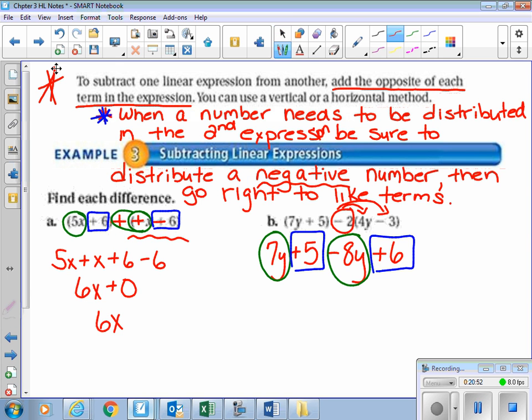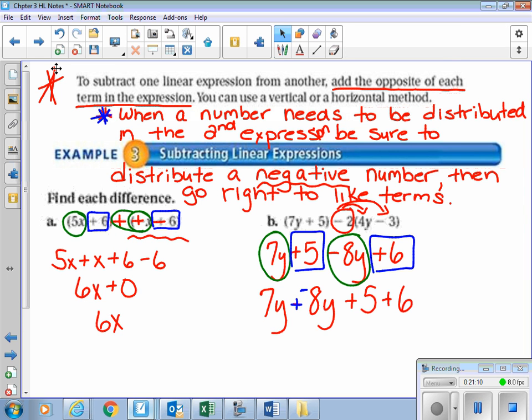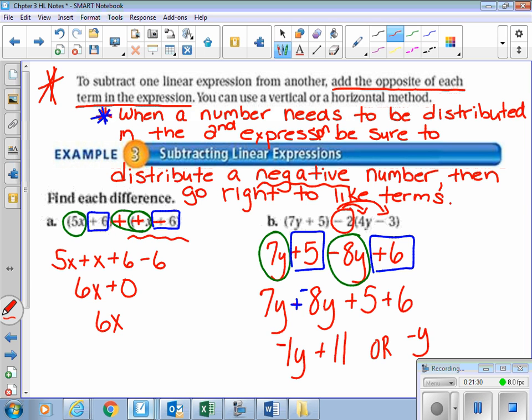Rewriting my expression across with my like terms together, 7y minus 8y plus 5 plus 6. 7y minus 8y is the same as saying 7 plus negative 8. Keep change opposite. That would give me 1y, that would have to be negative because we take the sign of the higher absolute value after we subtract because my terms are different. And positive 5 plus 6 gives me a positive 11. And since that's a 1, we could actually just write that out as negative y plus 11 as well. That 1 can always be invisible.